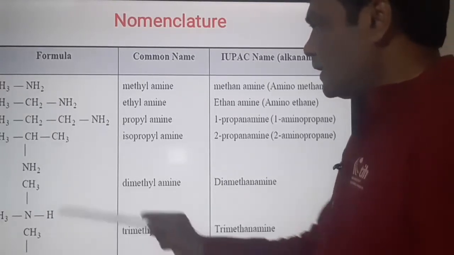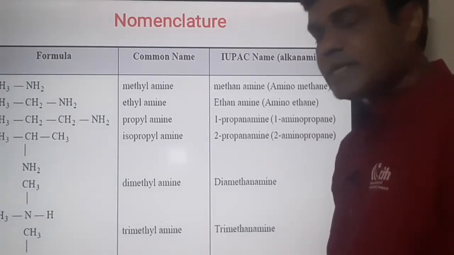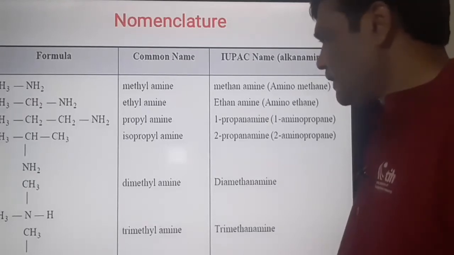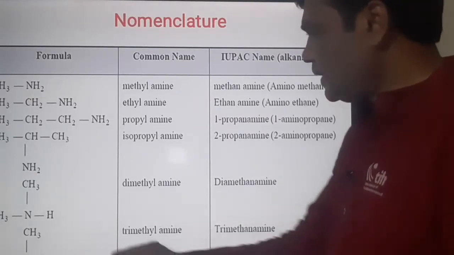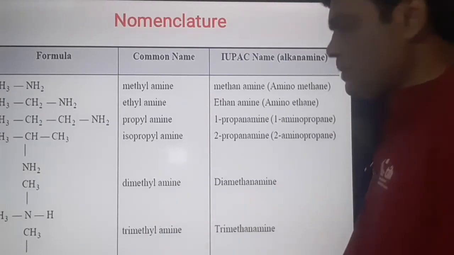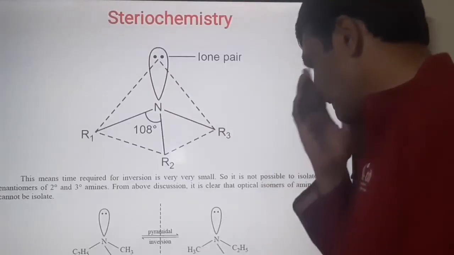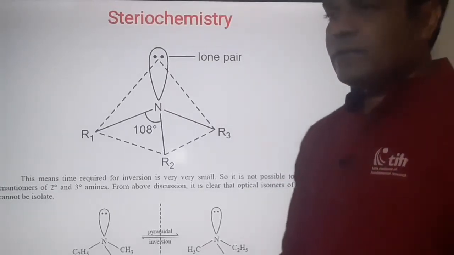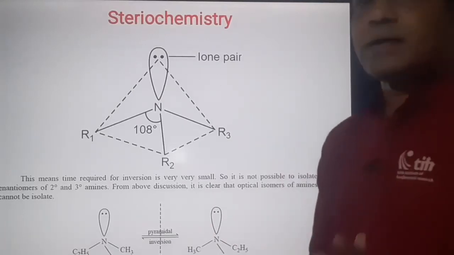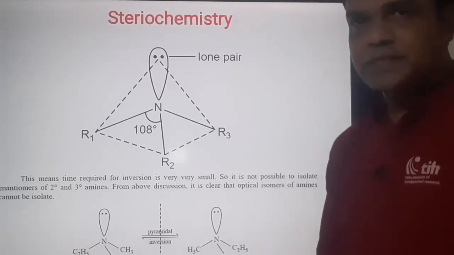Okay. Now, this one, its common name is dimethylamine. Dimethylamine, its IUPAC name is dimethanamine. Similarly, this is trimethylamine, the common name, and its IUPAC name is trimethanamine. Okay, this is about the classification and nomenclature of amines. These are the basic things.